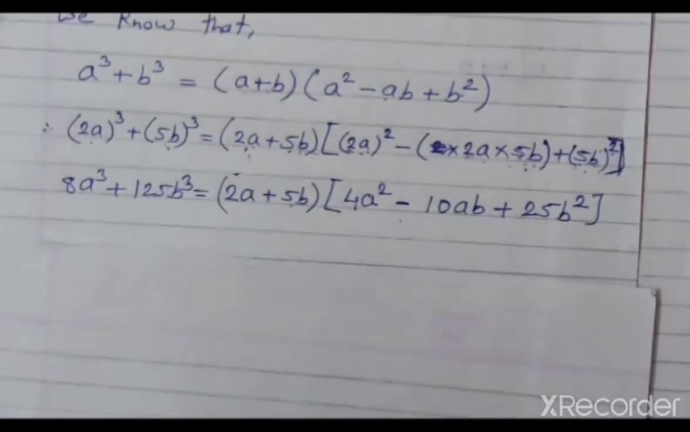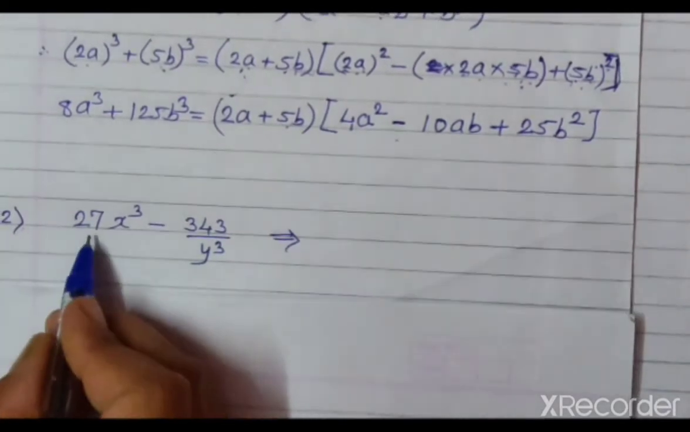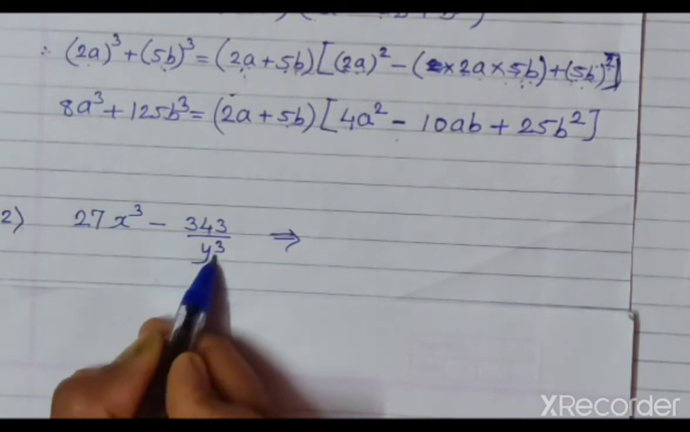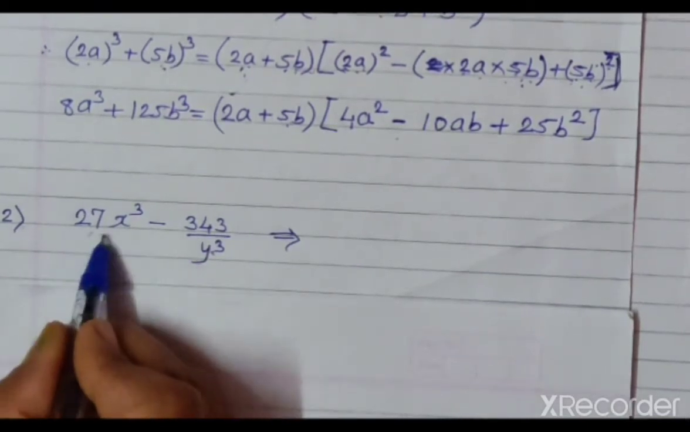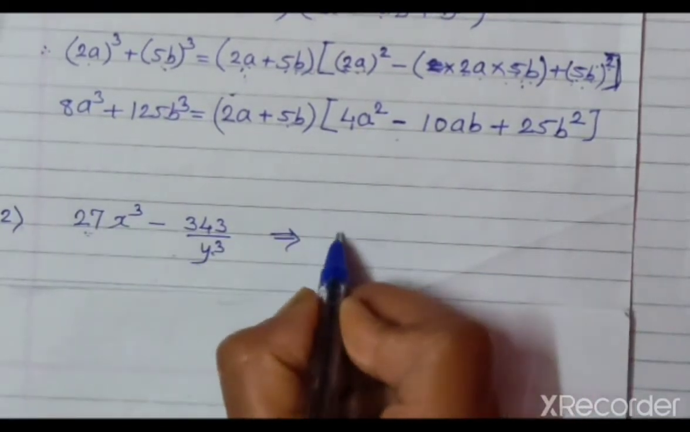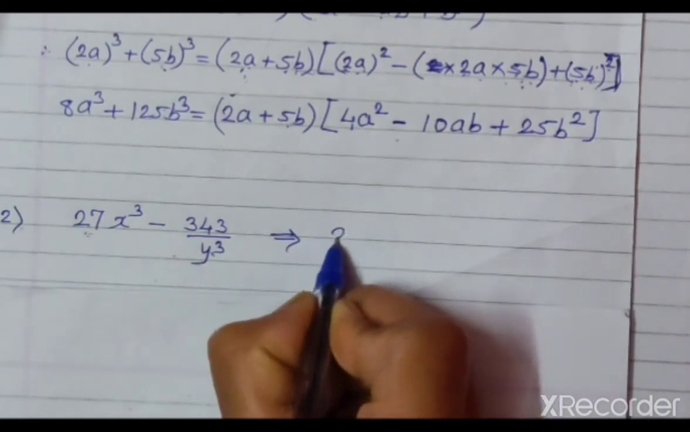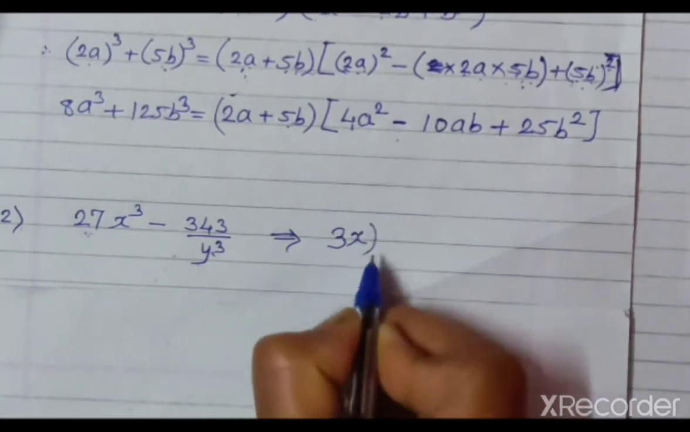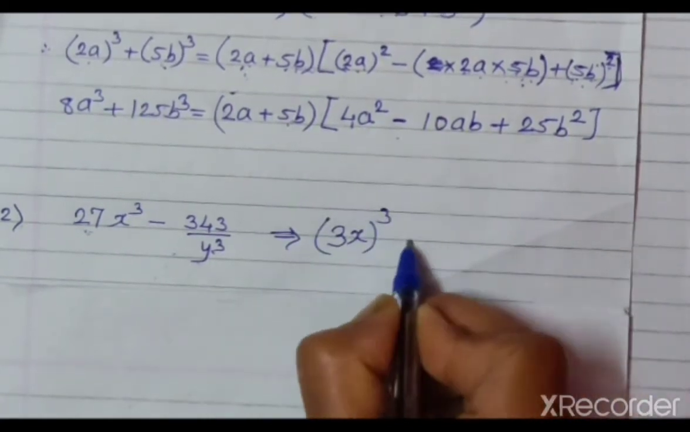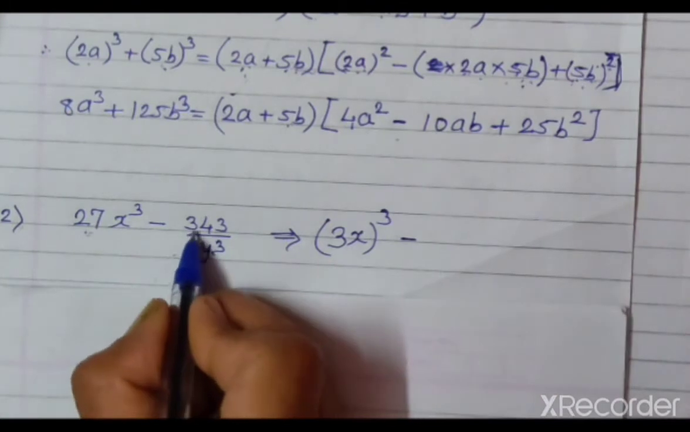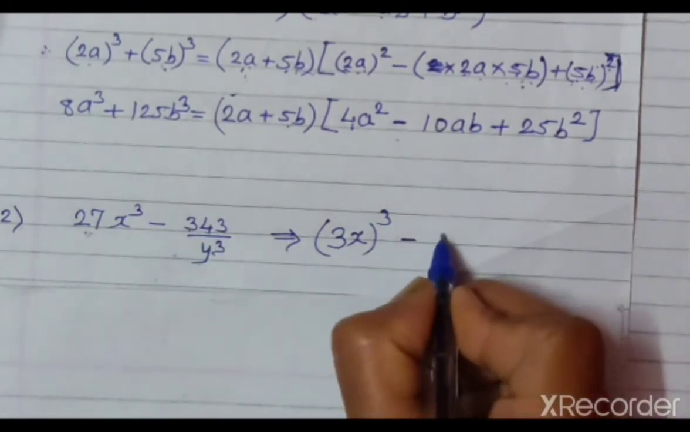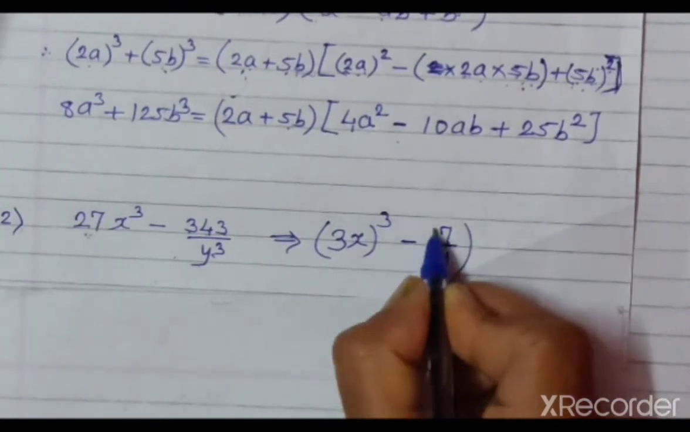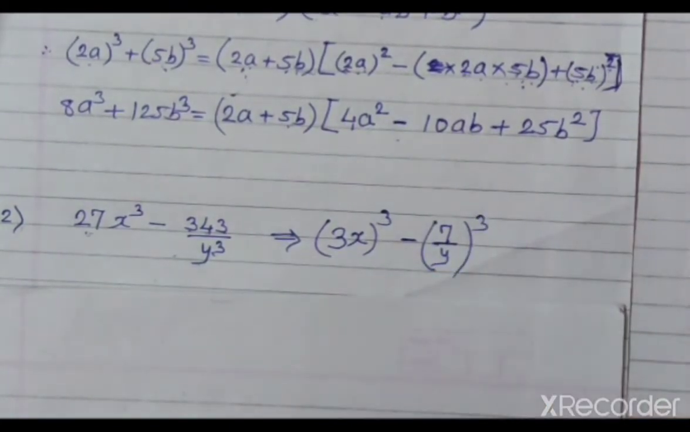Let's solve one more question: 27x cube minus 343 divided by y cube. So again we can convert it. This 27 is a cube of 3, then x, and then bracket cube, minus this 343 is a cube of 7 divided by y, bracket cube.